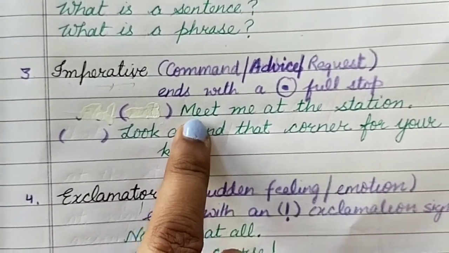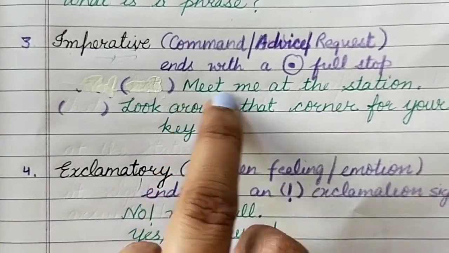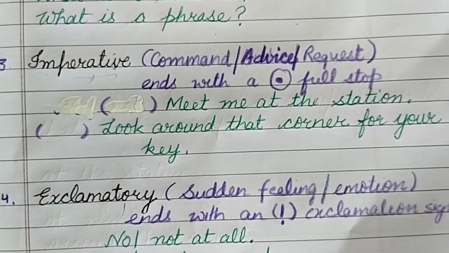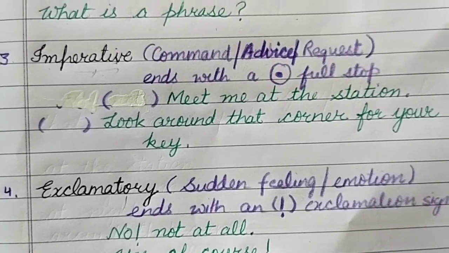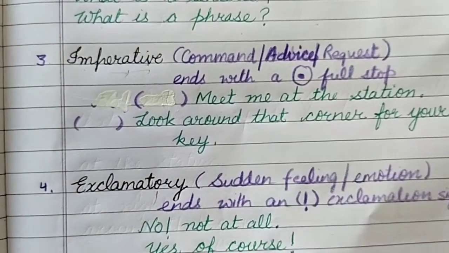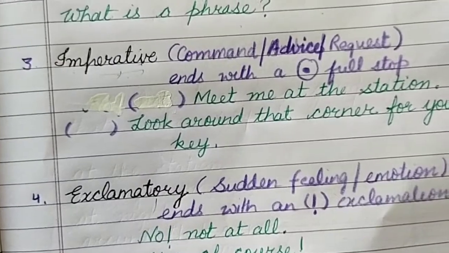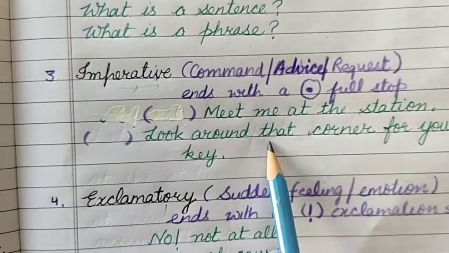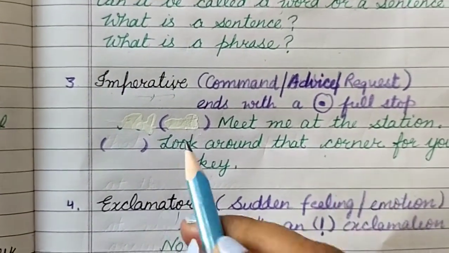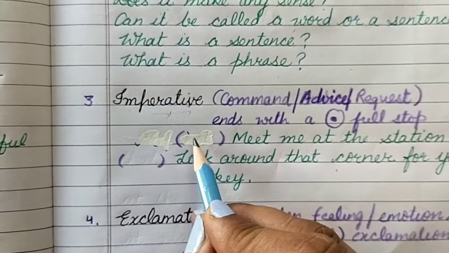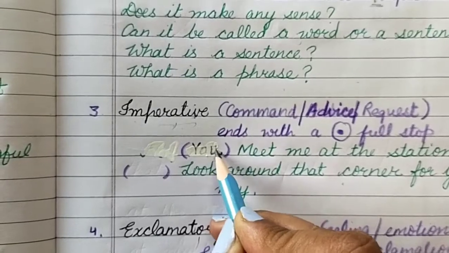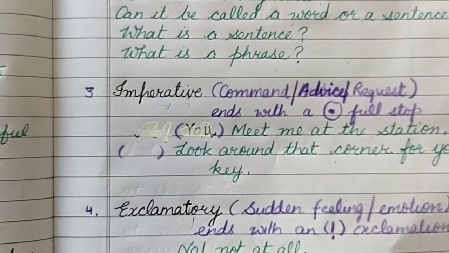For example, yesterday we converted a few phrases into a sentence and I made it meet me at the station. Now when I'm saying this, I'm saying to somebody else, and as a command, look around that corner for your key. So that means, again, it's not simply saying something. Saying something as a command or a request or an advice. और ये किसी दूसरे को दे रहे हैं. The किसको दे रहे हैं, that is hidden. है ना, हमने इसका मतलब तो यही है ना, you meet me at the station, तुम मुझसे मिलना.